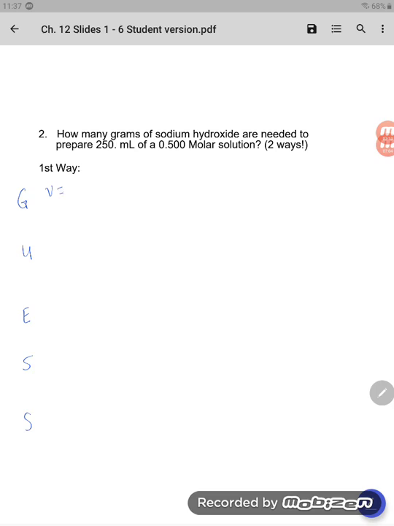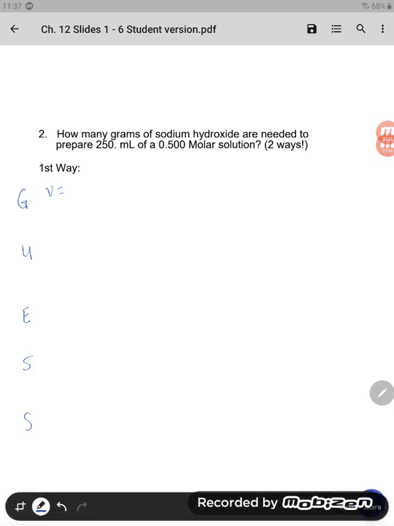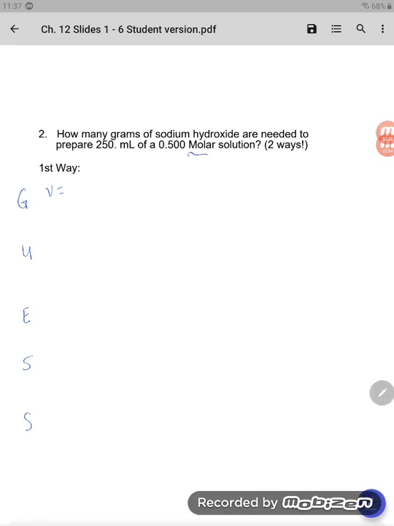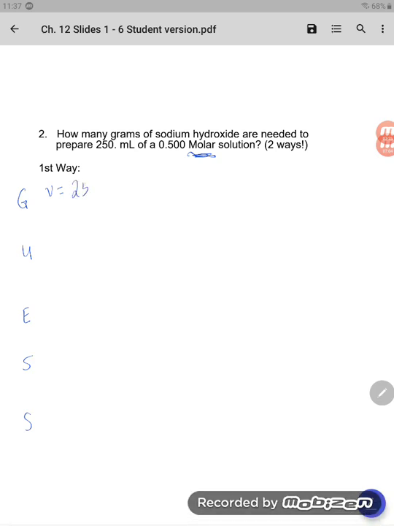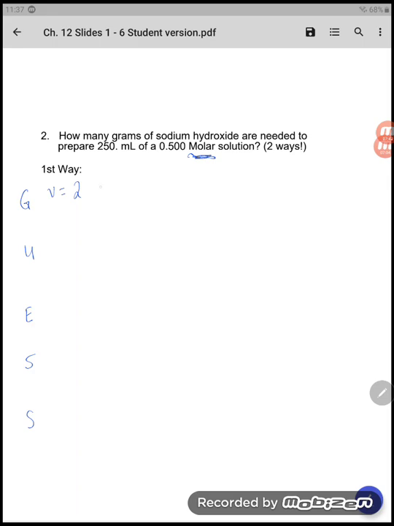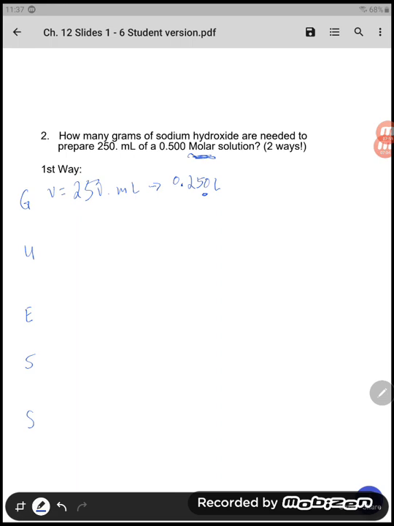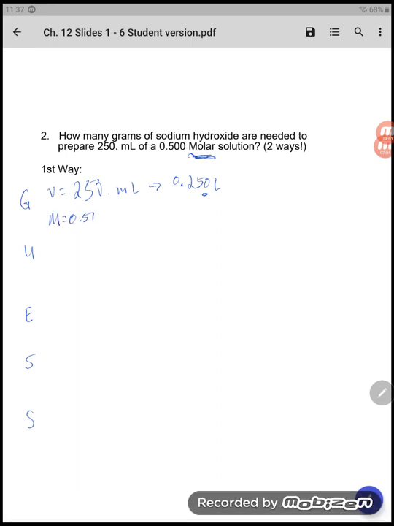We're given a volume. How many grams of sodium hydroxide are needed to prepare a 250 milliliter solution? 250 milliliters of a 0.5 molar solution. So again, we're seeing this molar term, so chances are we're doing a molarity calculation. So 250, again, must be in liters, divided by 1,000. Notice our decimal point here, making that 0 a significant figure. Keep that in mind. We're given a molarity of 0.500.